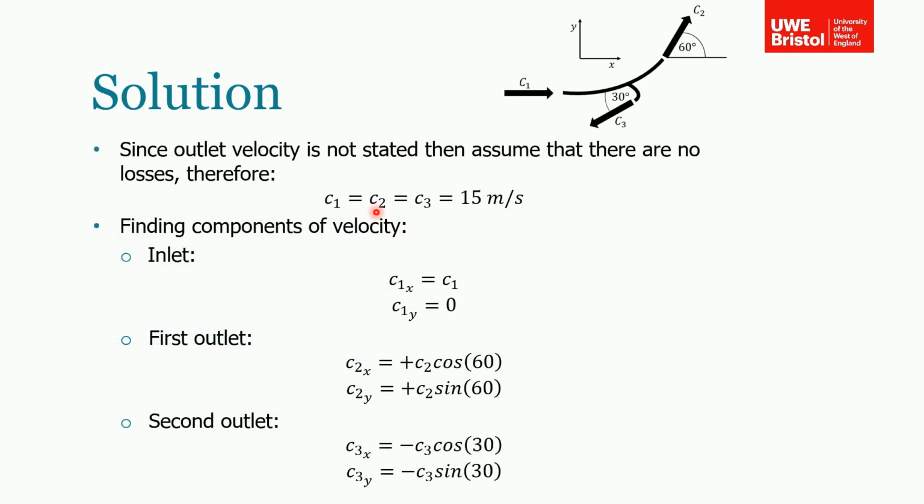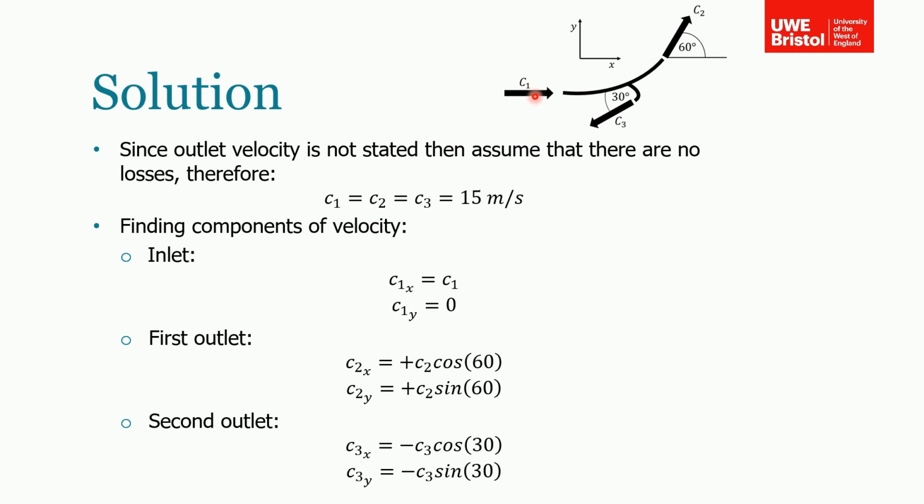Since the outlet velocity is not stated, we can assume that there's no friction and therefore no losses. And therefore the velocity of the three jets are equal, so C1 is equal to C2, which is equal to C3. And if you're not sure about this proof, have a look back at the lecture, where I show that if we assume there's no friction, then this assumption can be made and is valid.